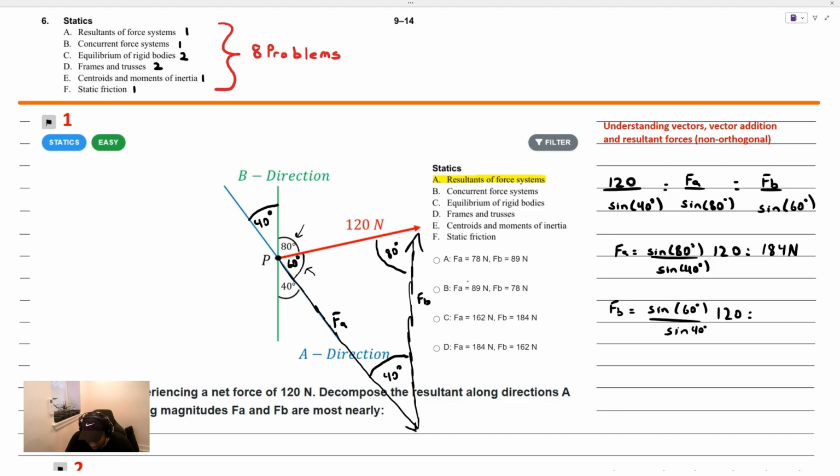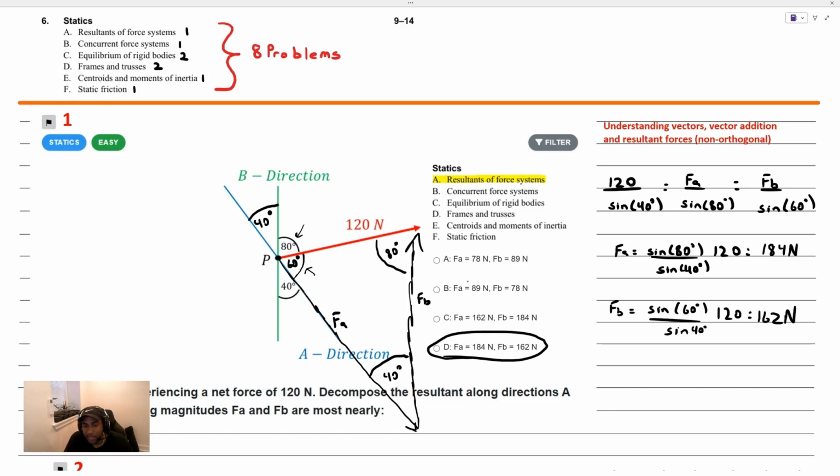And let's do that same thing. We'll replace that 80 with a 60. We get around 162 here. So if we look at the choices, FA is 184, FB is 162. That's this choice D here. So that would be the answer here.